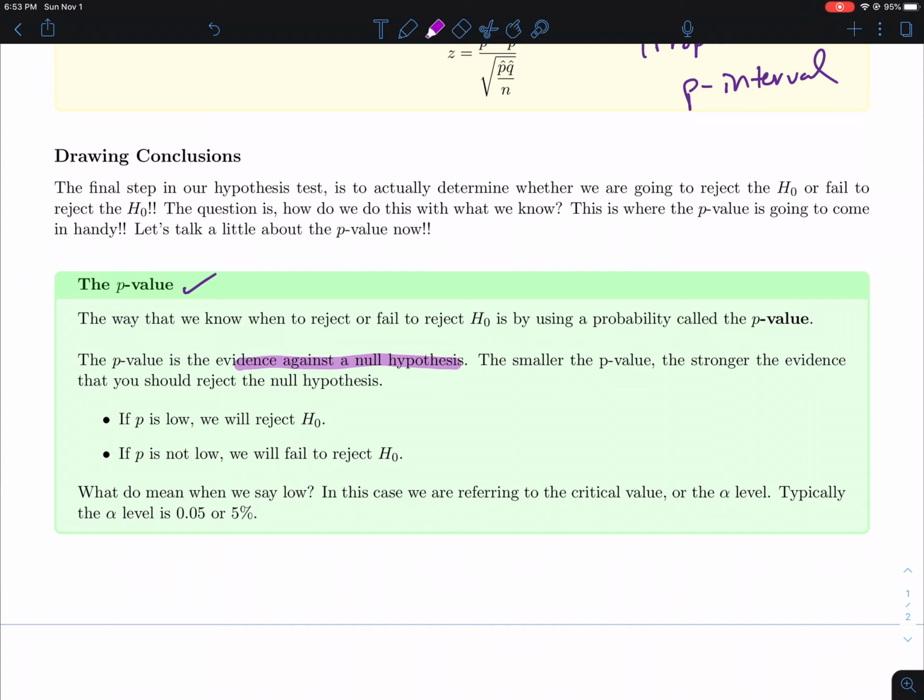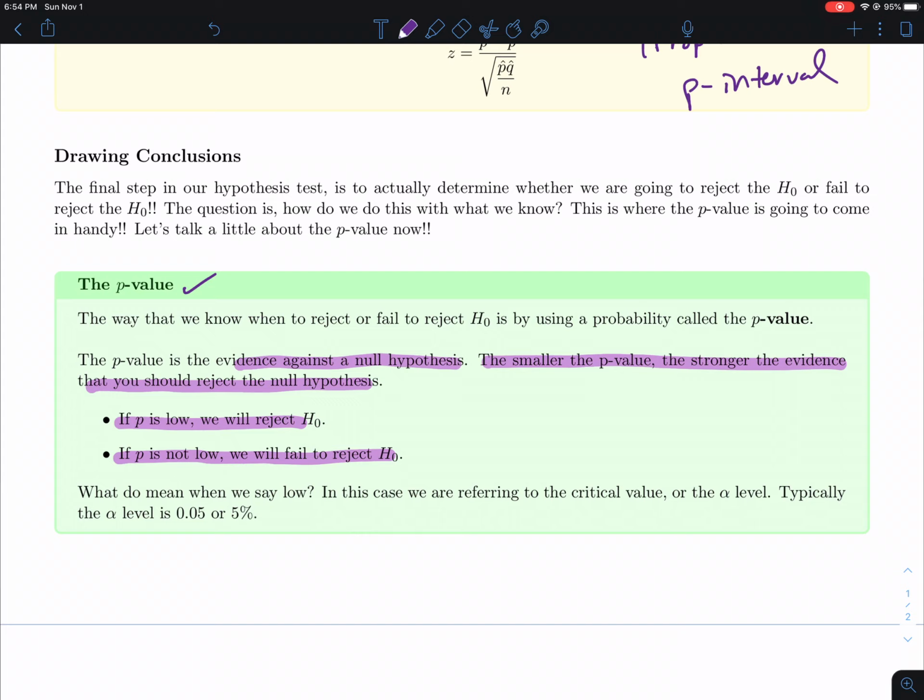Just to briefly look, the p-value is the evidence against a null hypothesis. Remember, the goal is we're always trying to disprove the null hypothesis if possible. We're always trying to claim the alternate hypothesis is true. The way this works is the smaller the p-value, the stronger the evidence that you should reject the null hypothesis. So if our p is low, we're going to reject H naught. If our p is not low, we will fail to reject H naught. So what do we mean by low, though?